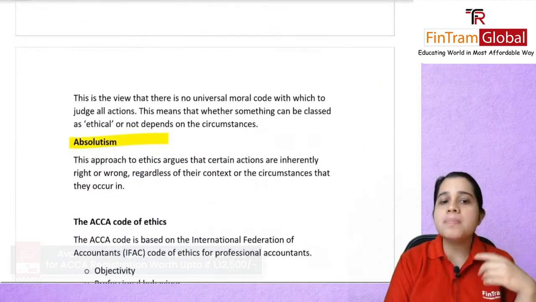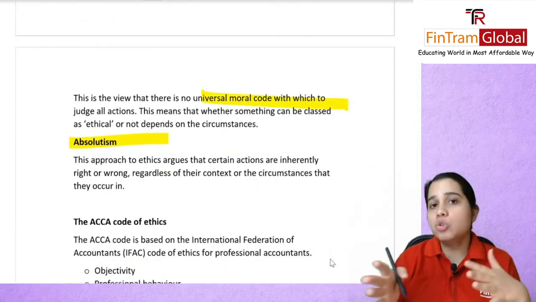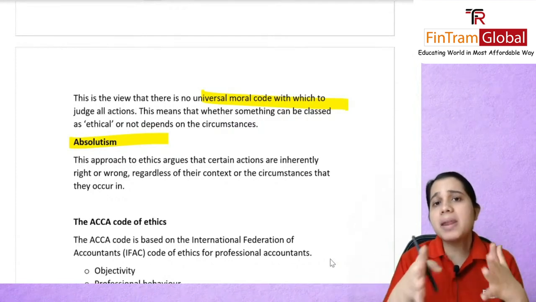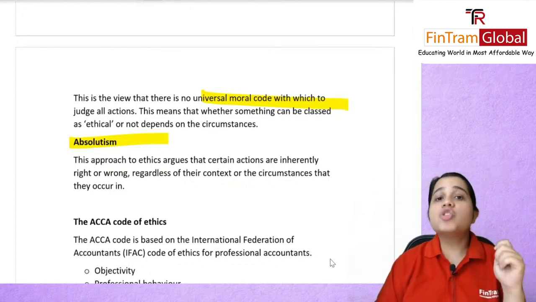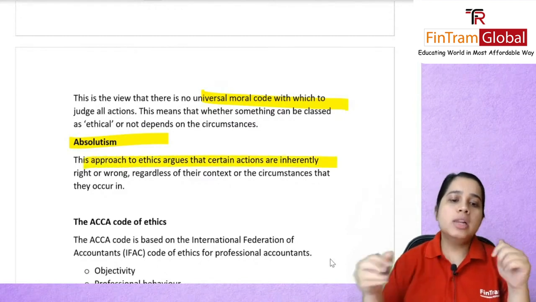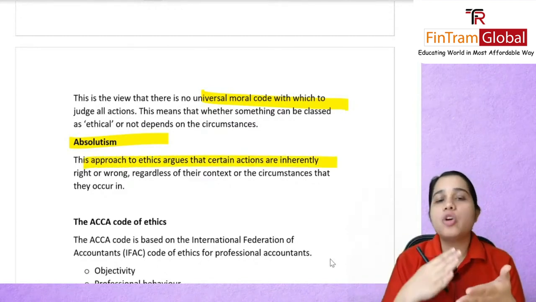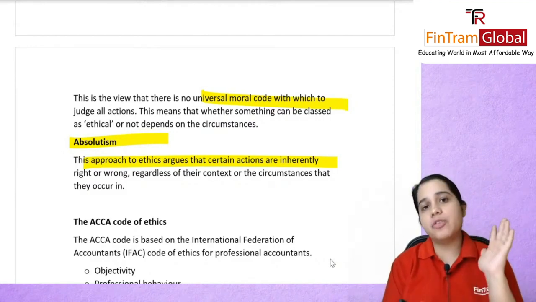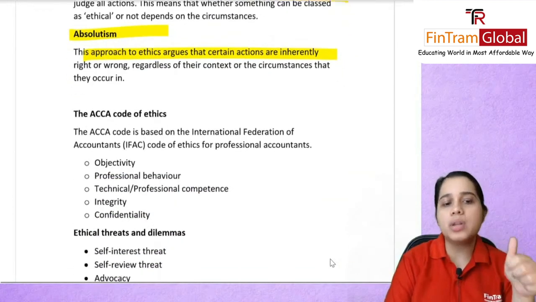There was relativism, which says there is no such universal moral code which can lead to those actions, and you will act depending on the situation. You have your absolutism, as I just mentioned, or your deontological approach. This approach to ethics will argue that certain actions are inherently right or wrong. They'll say that killing a person will be absolutely wrong, even though it was done for self-defense. So it's good to remember these terms and what they're talking about.